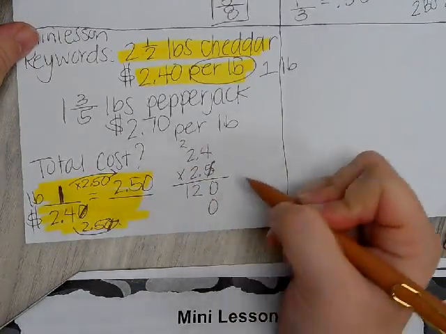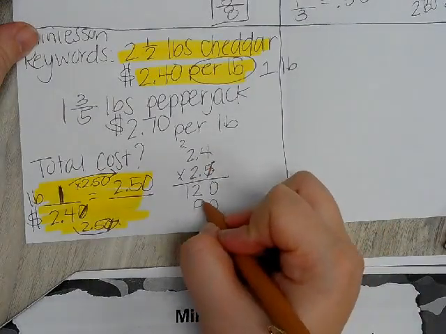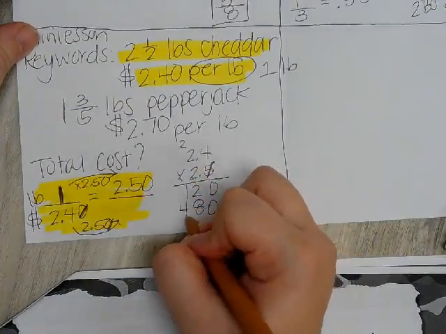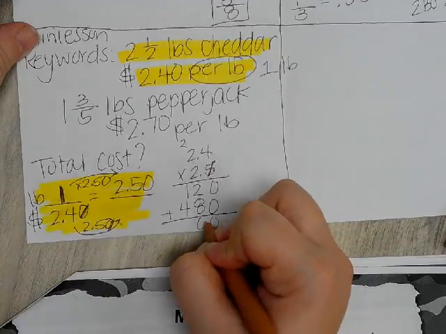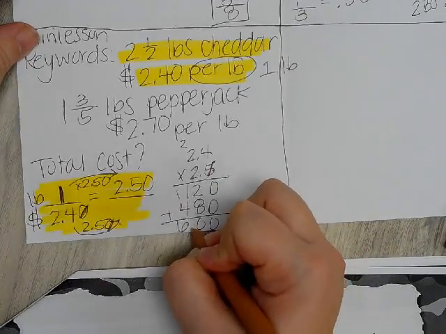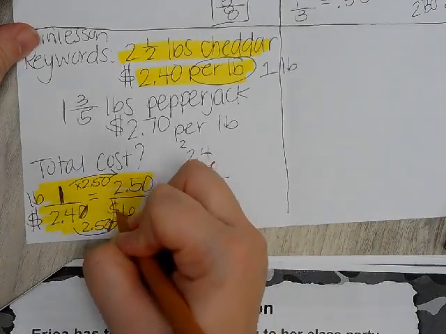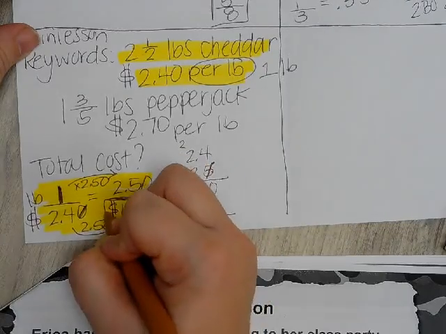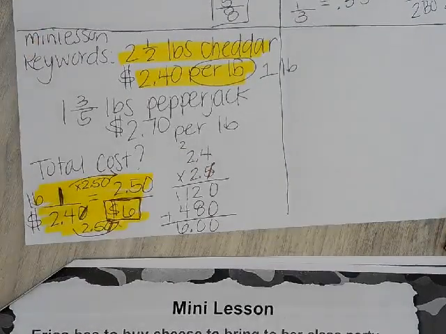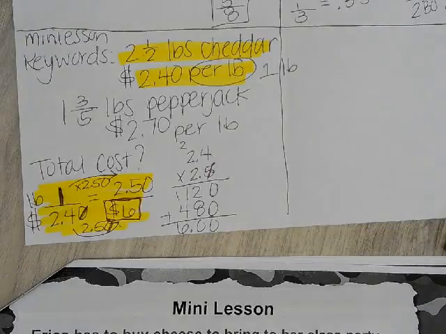Placeholder. 4 times 2 is 8. 2 times 2 is 4. Add that up. So it was $6 for the cheddar cheese. But I'm not done yet. I still have to figure out for pepper jack.